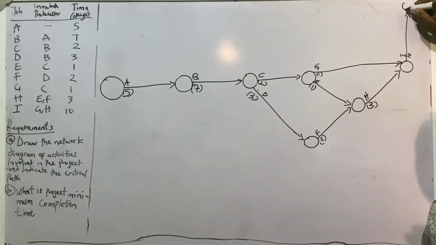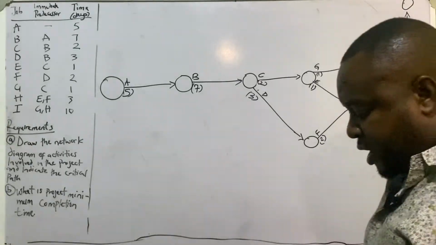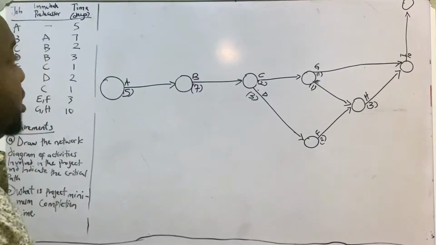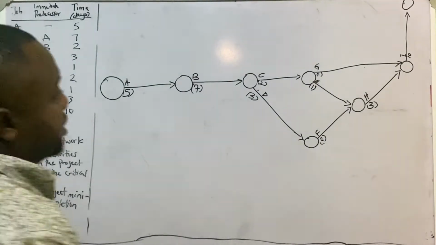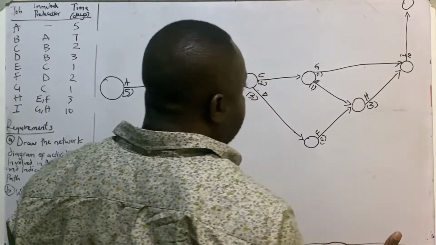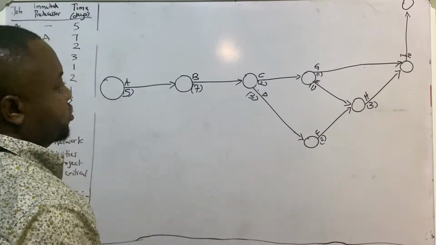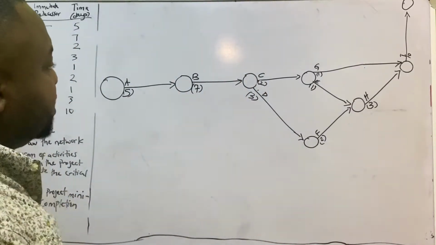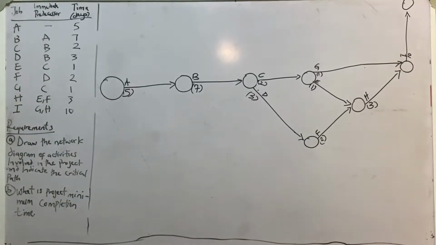So this is the end of the diagram. That will be the end of the project. I can decide to bring it down. It doesn't change anything. It's just about, to show where the project ends. Now, this is the precedence relationship that exists, amongst the variables.